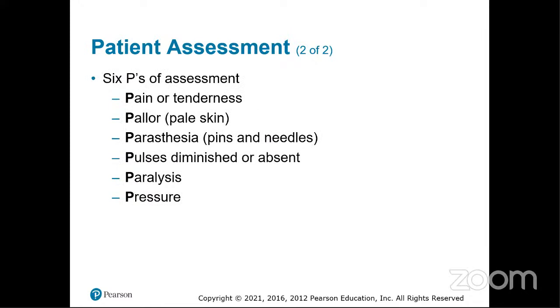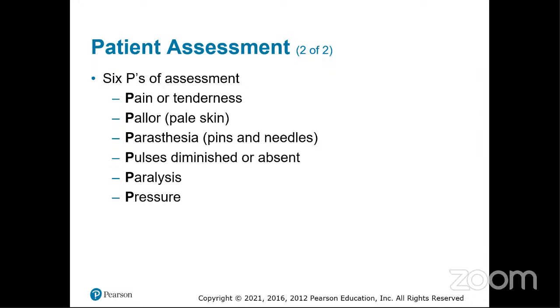So they went to the 6 P's of an assessment. So the pain and tenderness, pallor. We're looking at the skin color. For me, that always goes back to shock though. Paresthesia, the pins and needles. If they feel the pins and needles, that's just a sign of nerve damage and swelling too.